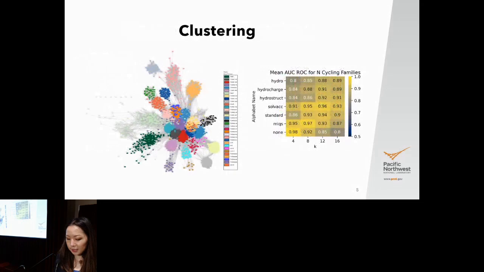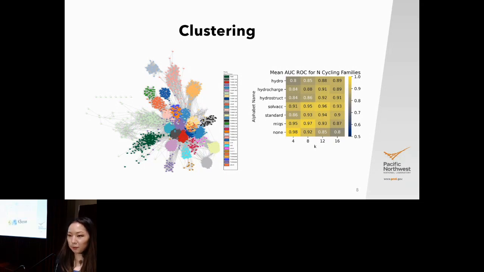Similarly, we ran Snekmer cluster mode on the nitrogen cycle families and found that Snekmer-generated clusters also work to recapitulate the known families. The clusters are visualized on the left, and the corresponding AUC-ROC heat map is shown on the right and demonstrates a similar Goldilocks trend as I described with the Snekmer model mode.